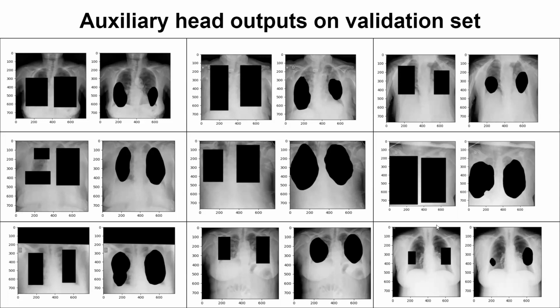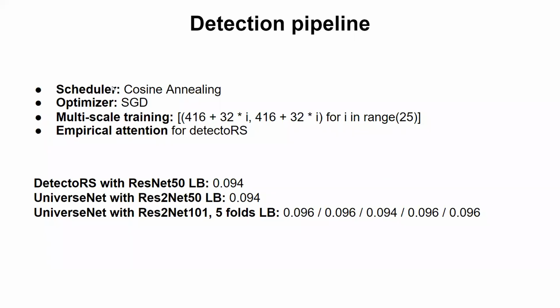Here you can see auxiliary head outputs on the validation set. Those make a lot of sense, and we could actually use those as a detection model by converting these segmentations into bounding boxes. But we decided to use more complicated models for detection. So here's the detection pipeline.